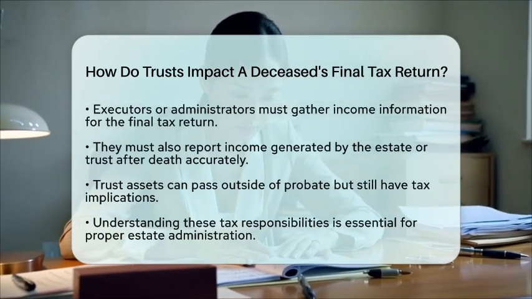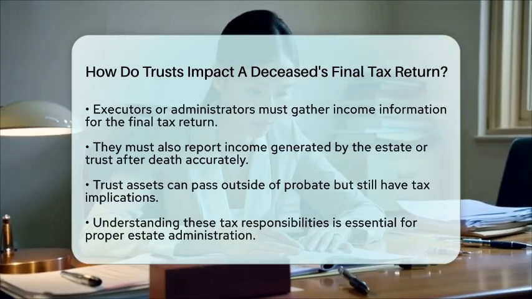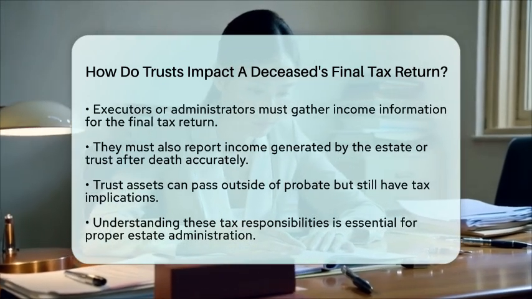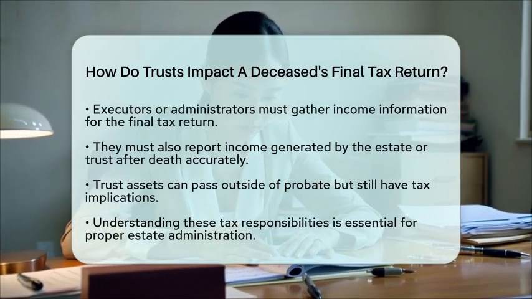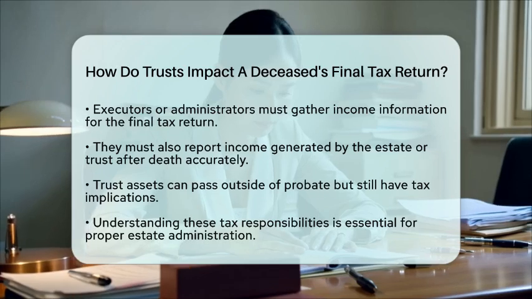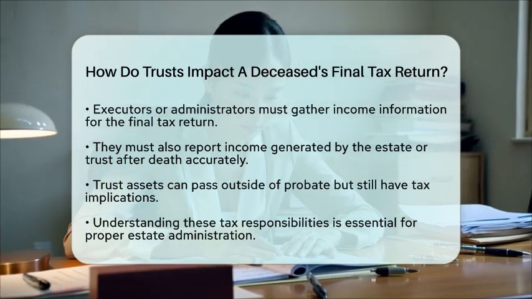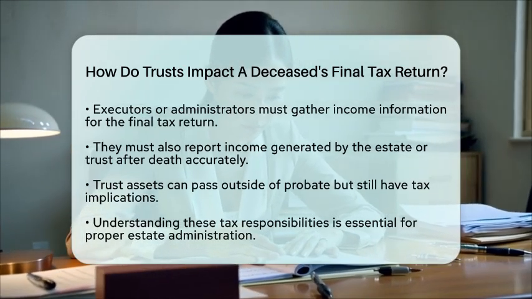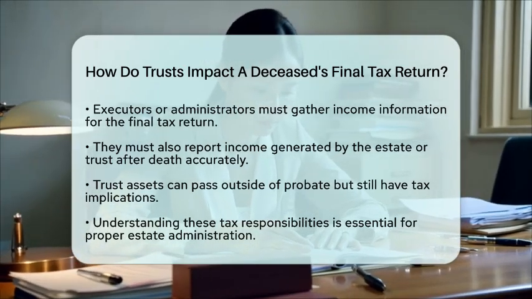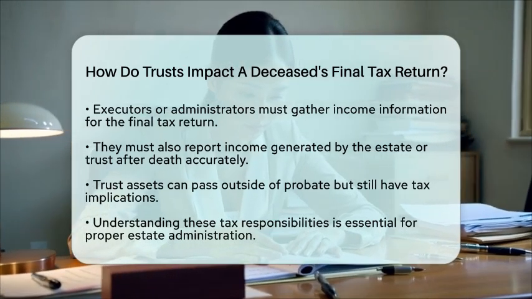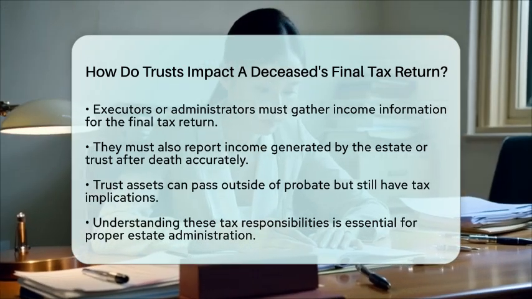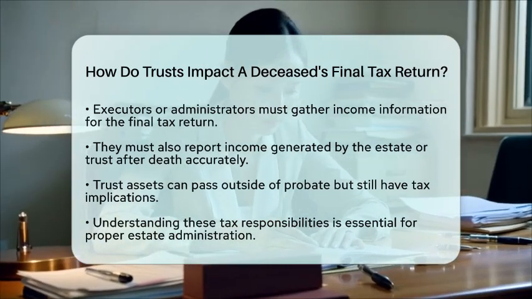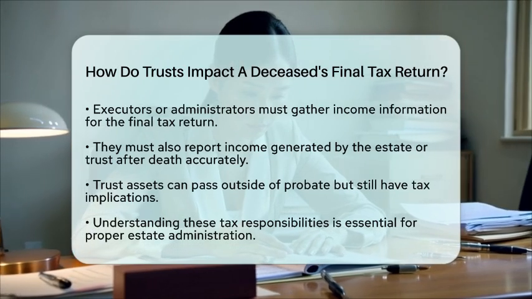In summary, the deceased final individual tax return reports all income up to the date of death, including income from trust assets while the grantor was alive. Revocable living trusts are disregarded for income tax purposes during the grantor's life but become separate taxable entities after death. The trust or estate files its own income tax return for income generated after the decedent's death. Executors and trustees must manage these filings to comply with tax laws and properly administer the estate.